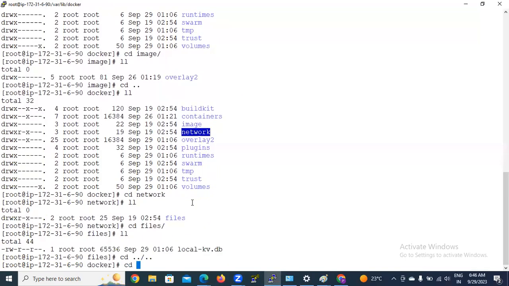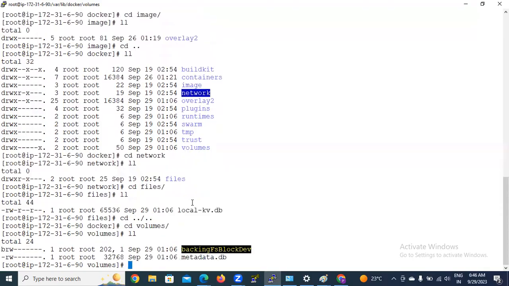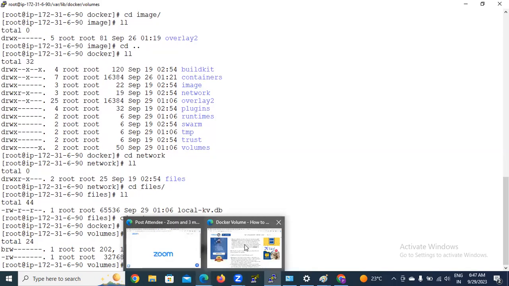Similarly, we have a volume. Because we have seen that no volumes are there, it will not display anything, but we want to see some metadata.db, which is information somewhere, you can consider it the volume db, which stores the data. Here, the b in c-b means it is a block dev kind of file, a block file we can consider.